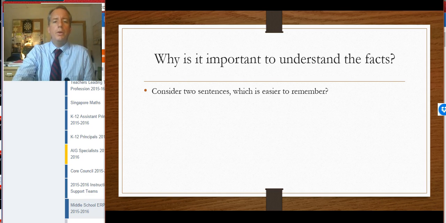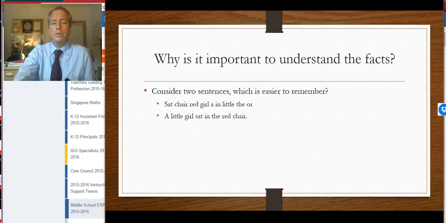So let's play a little game. We've got 2 sentences here, and I'd like you to think about this in terms of understanding. Which of these is easier to remember? Sat, chair, red, girl, a, in, little, the. Got it? Remember it, right? Or is it easier to remember a little girl sat in the red chair? I think that's pretty easy, right? We can probably all recite that back if we read it to ourselves a few times. A little girl sat in the red chair.